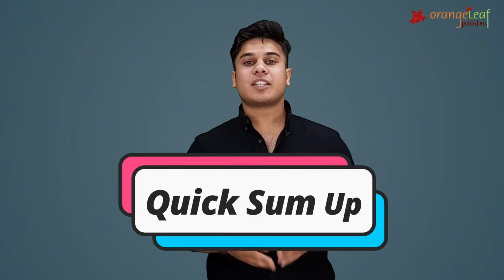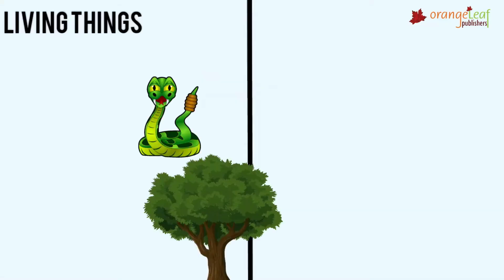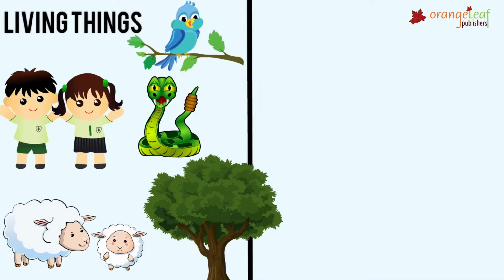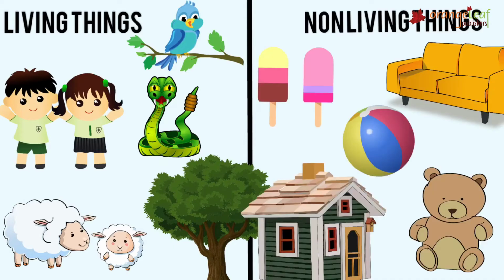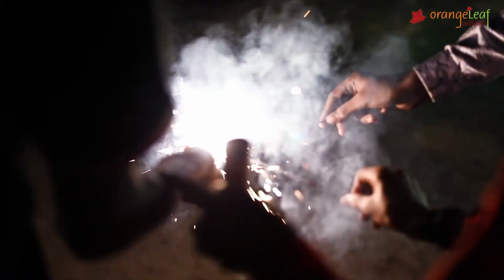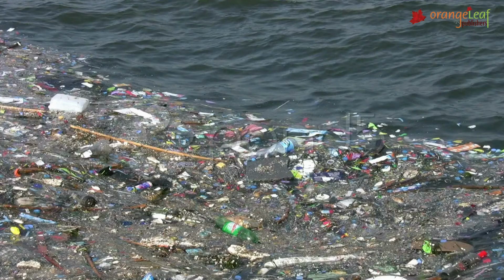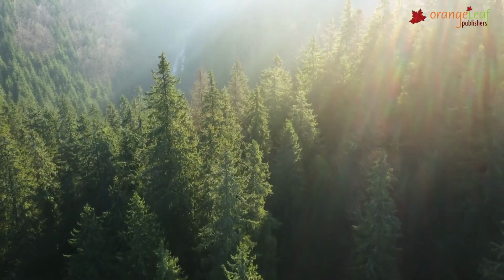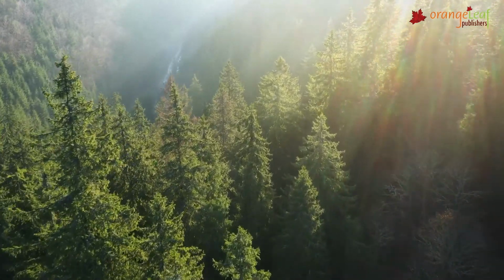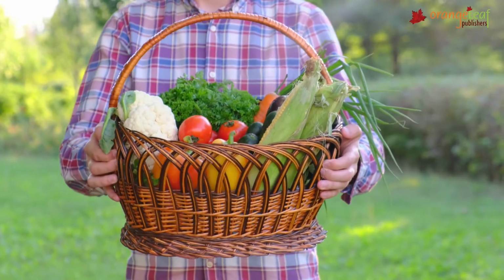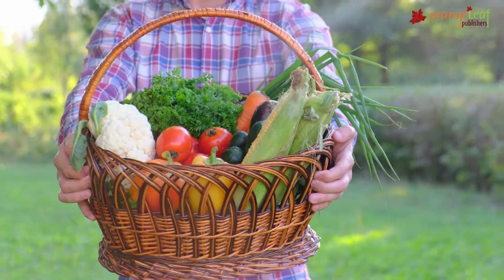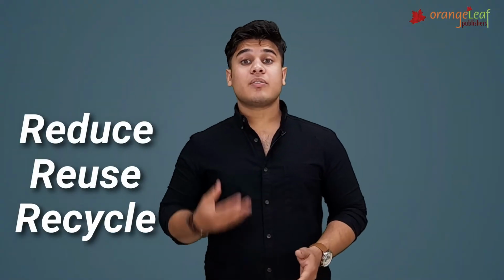So here is a quick sum up of today's lesson. Our environment contains living and non-living things. It is home to different plants and animals. Humans have polluted the air, soil and water. Plant a number of trees to save the environment. Use biodegradable material and reduce, reuse and recycle all things.